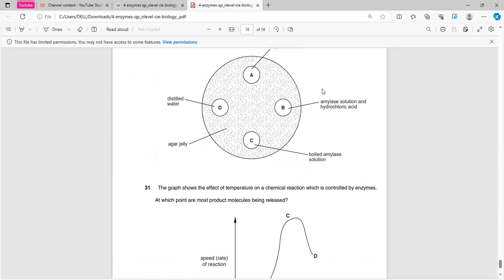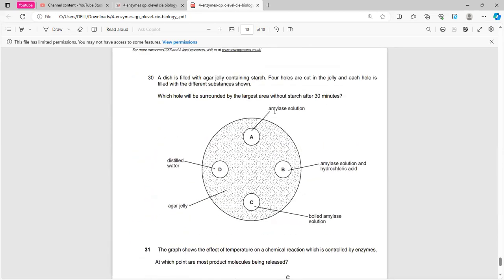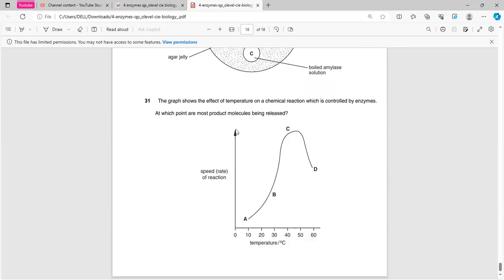A. Question number 30, they ask about amylase. I've done this question above as well. It's been repeated. Amylase, we know, covers the largest area, and neutral pH will be the answer. And at which temperature will the most amount of product molecules be released? We know that the most amount of products are released at optimum temperature. 40 is the optimum temperature in humans. So the answer is C, and the enzymatic activity is greatest over there.